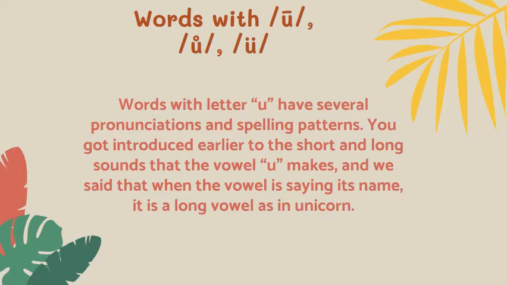Words with letter U have several pronunciations and spelling patterns. So we have different sounds, different pronunciations, and different spelling patterns. We mean they are written in different ways. You got introduced earlier to the short and long sounds that the vowel U makes. And we said that when the vowel is saying its name, it is a long vowel as in unicorn. Okay? But what about these special sounds of letter U? Let's see.